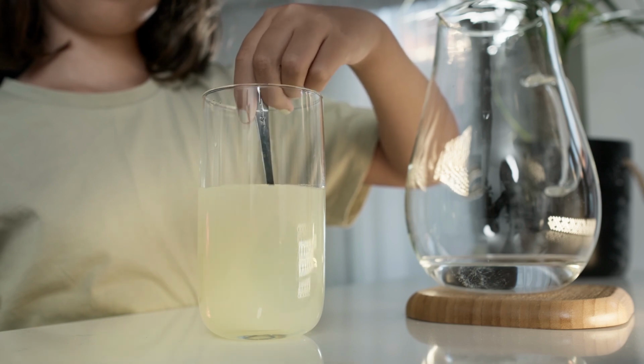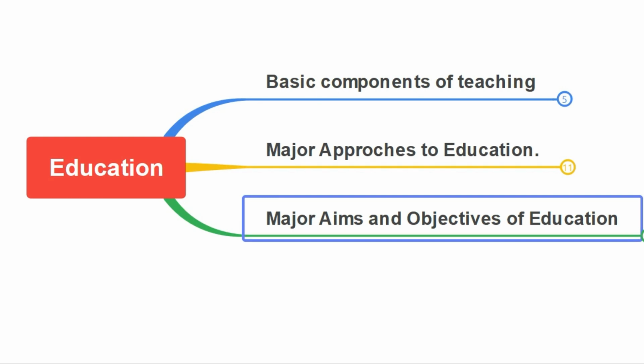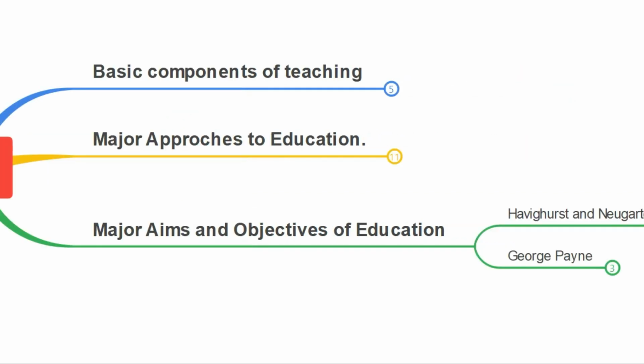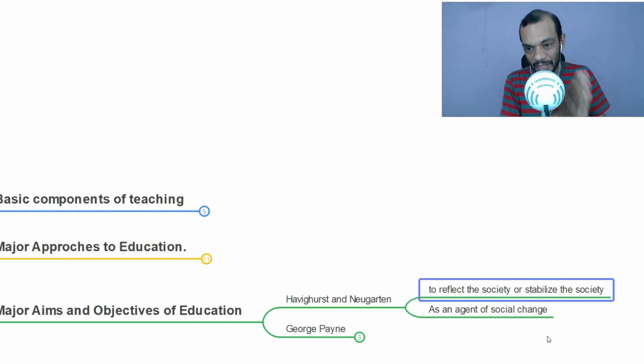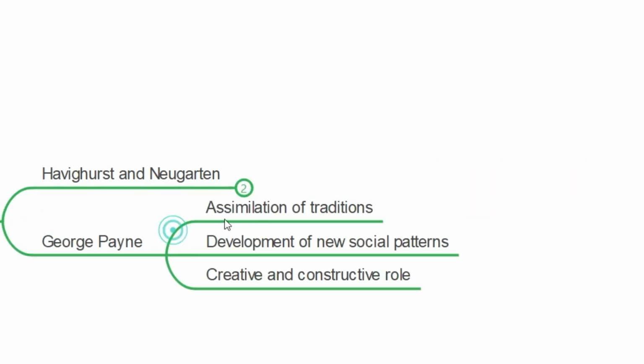Now we come to the last part of the video, which is what are the major aims and objectives of education. There are two philosophies. One is by Havighurst and Neugarten. He says there are two things that are the aims of education. The first one is to reflect the society or stabilize the society. And second one, education must become an agent of social change. And second one, George Payne, he says that there are three aims of education. First one is assimilation of tradition, something that is from the past. Second one, development of new social patterns, and third one, a creative and constructive role.